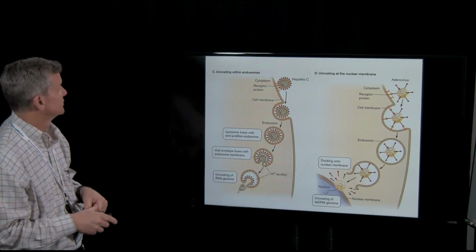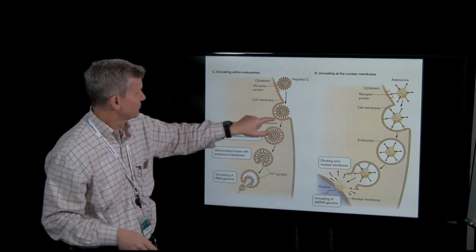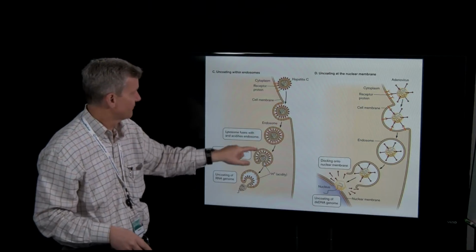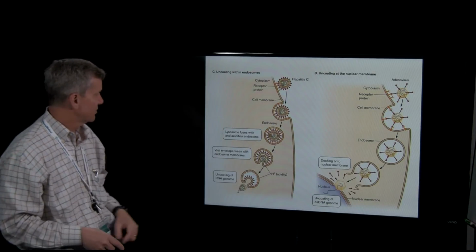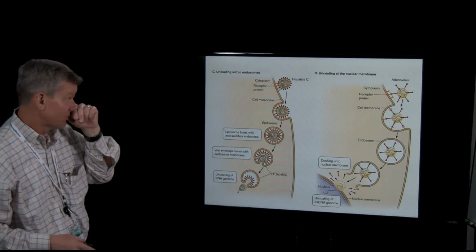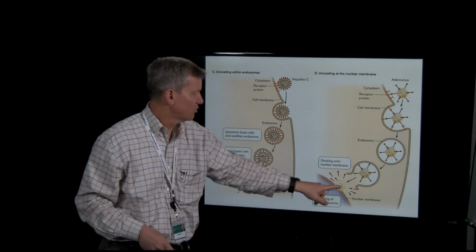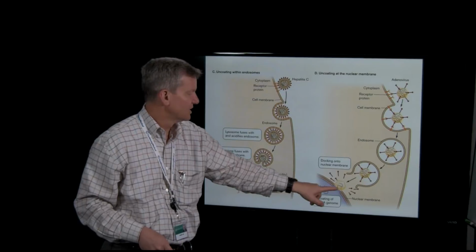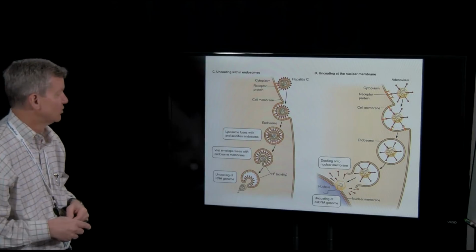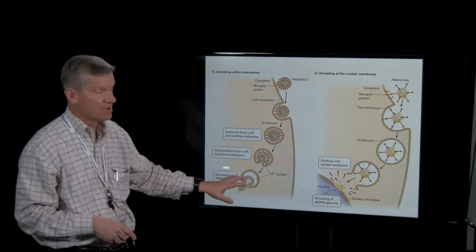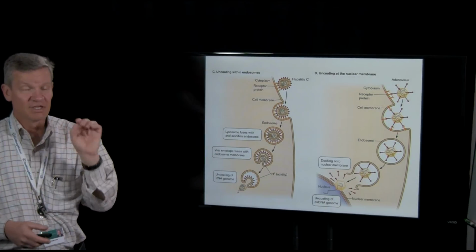Here's a couple of examples of uncoating within endosomes. This is receptor-mediated endocytosis, so we have a virus that's uncoating in the endosome, and the capsid is left in the endosome. And here's an example of an adenovirus. An adenovirus is taken in an endosome as well, but it replicates in the nucleus, and it doesn't uncoat, release its genetic material, until it actually gets to the nucleus. Generally, RNA viruses will replicate in the cytoplasm, and DNA viruses will replicate in the nucleus. Generally, not all the time.